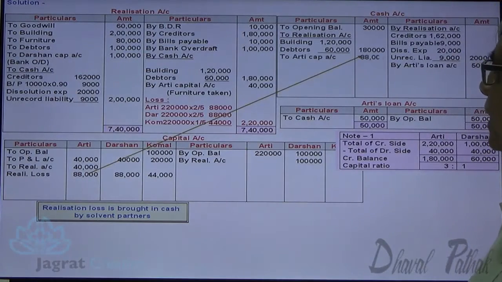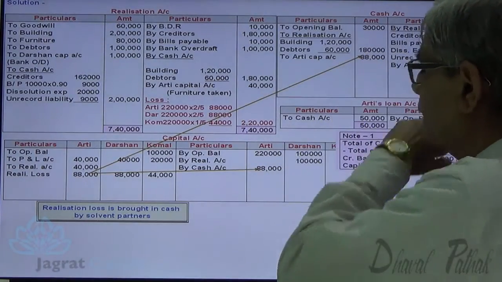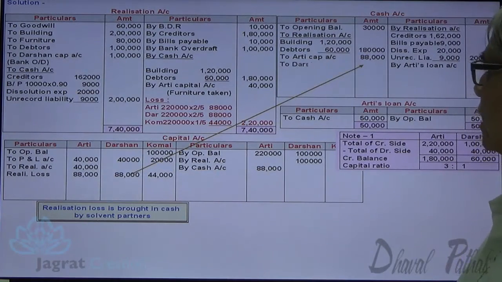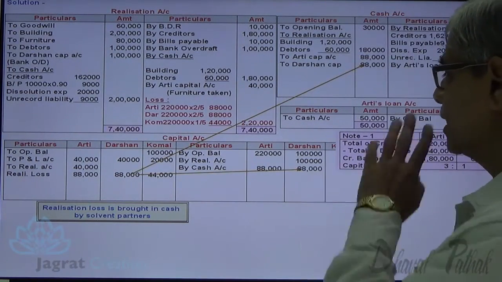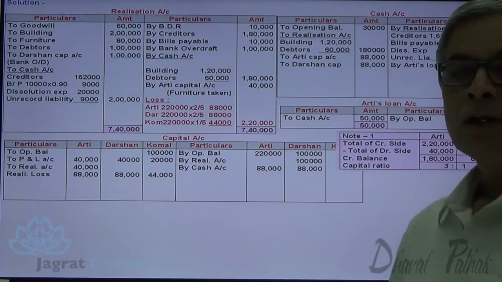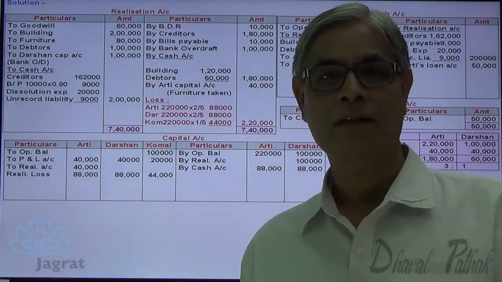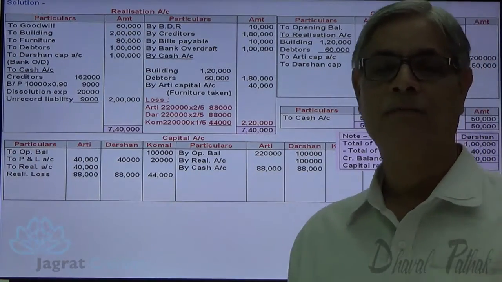Let me write down the entry. Cash account debit to Aarti's capital account credit. Amount brought 88,000, equivalent to realization loss. In the same way, Darshan also brought 88,000. Cash account debit 88,000 to Darshan's capital account credit 88,000. So realization loss is brought by solvent partners as prescribed under Garner versus Murray.